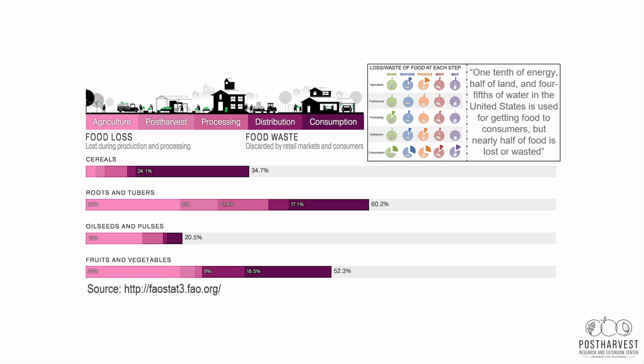As you can see in this graph here, I've tried to divide both food loss and food waste. And let me specify what I mean by food loss and food waste. Food loss is basically when you're disposing of product during production and processing, and food waste is discarded after it's in the market or during the consumers.